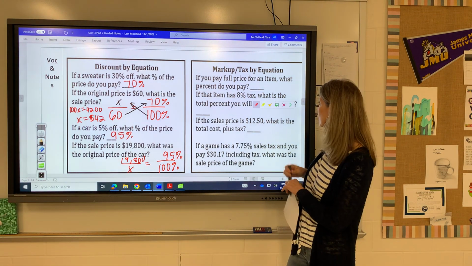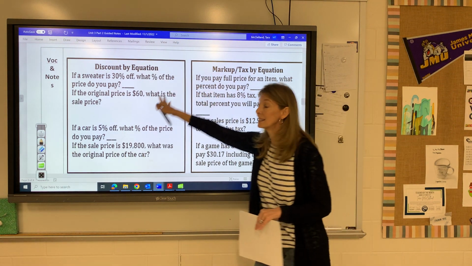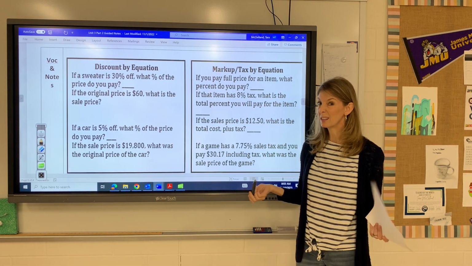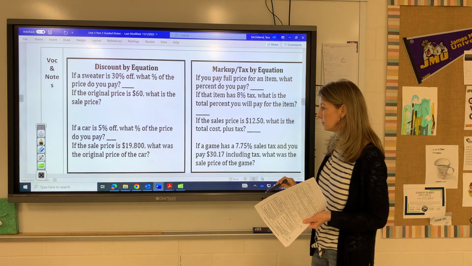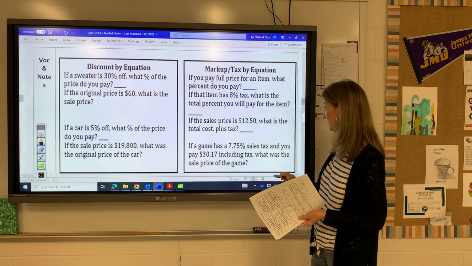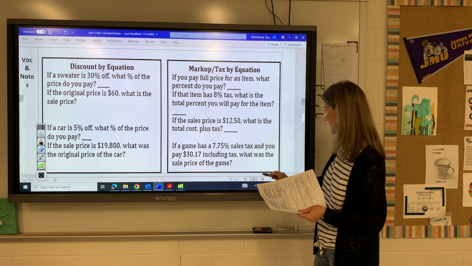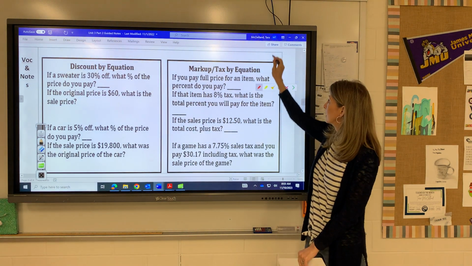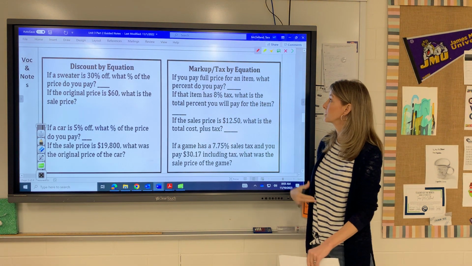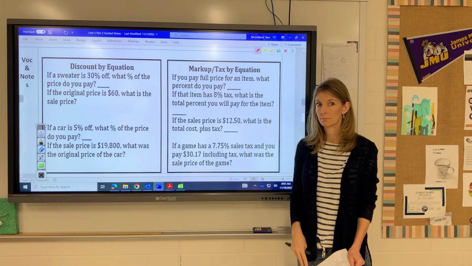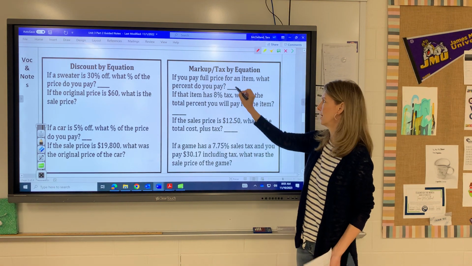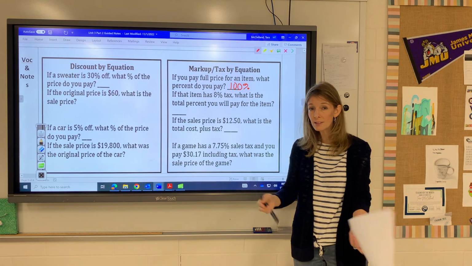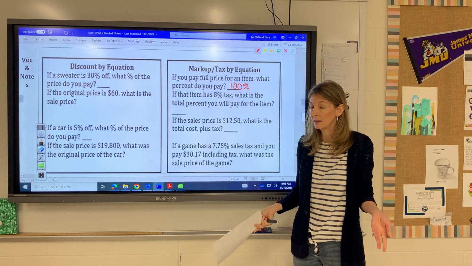Okay, moving on. That was discount, so money coming off. Here we have a markup. Also think about this as tax. So on this one, slide it over a little bit. It says, if you pay full price for an item, what percent do you pay? In other words, you're paying all of it. Well, obviously, that's 100%. And you might think to yourself, well, that's all you would ever have to pay.